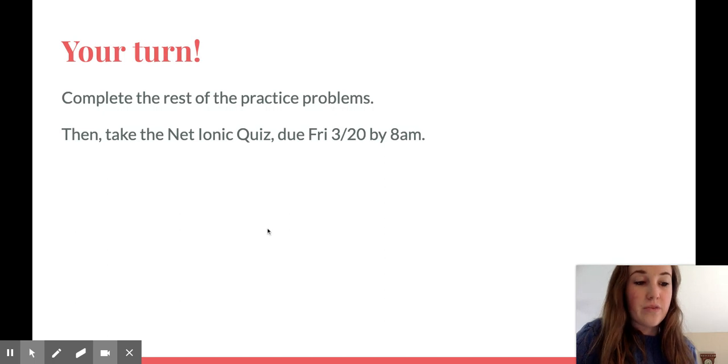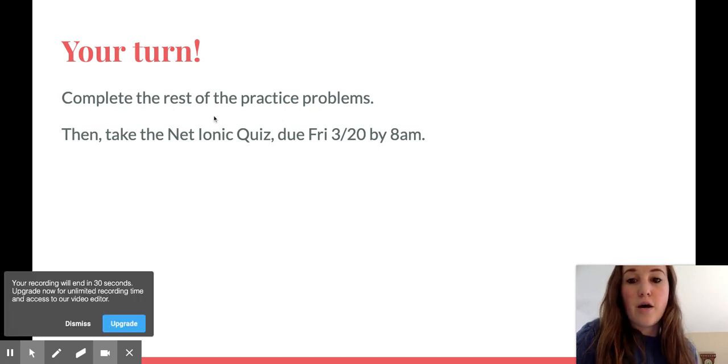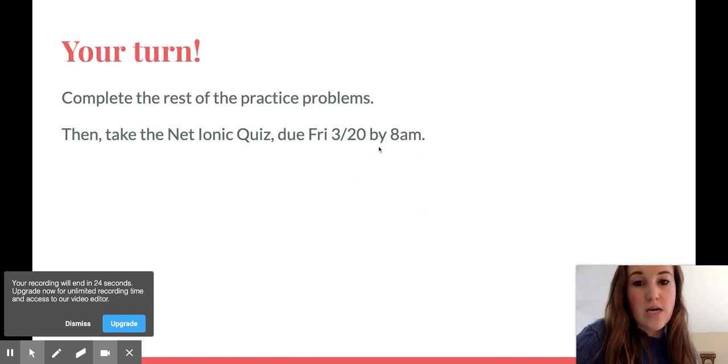Now this should give you a little bit of a guideline, an example of what each of those types of problems looks like. I want you to complete the rest of this sheet. There is a Net Ionic quiz on the Google site that I'd like you to complete by Friday, 3/20 at 8 a.m. That will go in as just a small quiz grade. If it's a short answer, it will probably get marked as wrong because Google doesn't understand all the pluses and minuses. I will go back in and personally check to make sure that your answers are right.